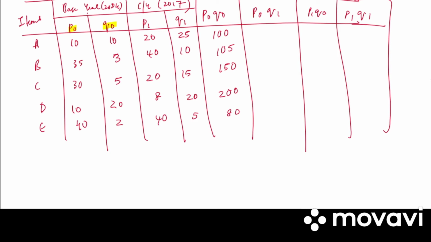Next we have P0 and Q1. So it is 10 into 25 is 250, 35 into 10 is 350, 30 into 15 is 450, 20 into 10 is 200, 40 into 5 is 200. Next we have P1 into Q0.